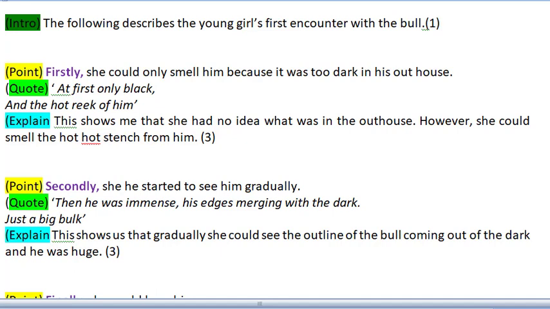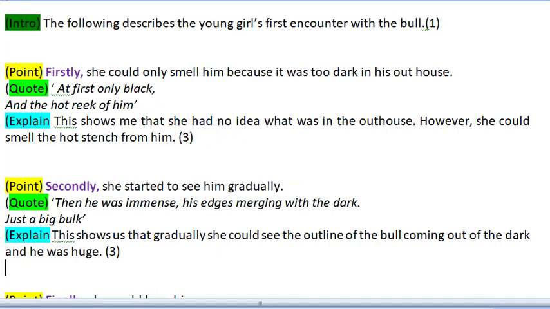And examiners love this formula because it lays out your answer really clearly and puts good logical sequence into your ideas. So, PQE, point, quote, explain. I've highlighted these in yellow, green and blue. There is no need for you to write the actual words point, quote, explain in your answer. Just use the formula.